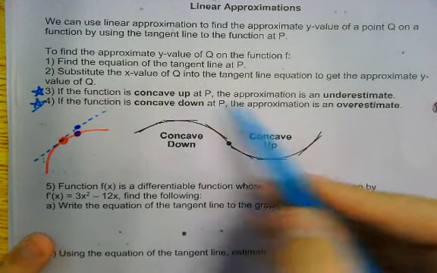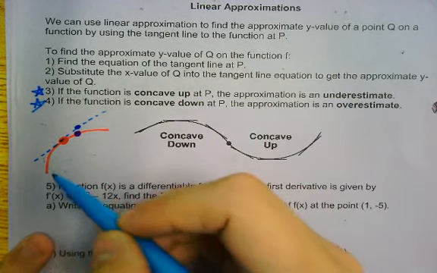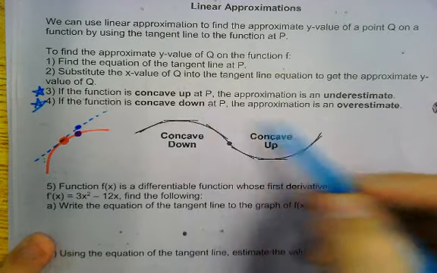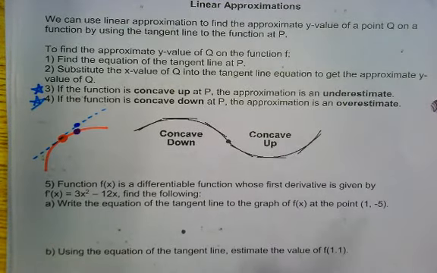If the function's concave up, it's going to be an underestimate. This one I drew right here is concave down. So if the function's concave down, it's going to be an overestimate. You do need to know this. And if you're totally lost on it, I don't memorize this stuff. I just understand it. I just do a quick drawing.